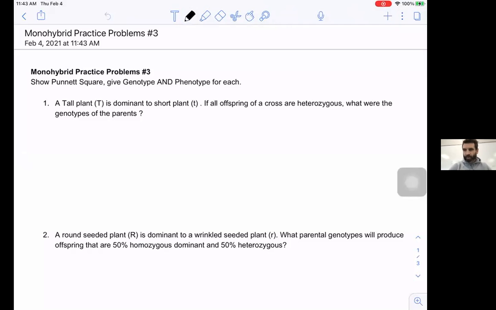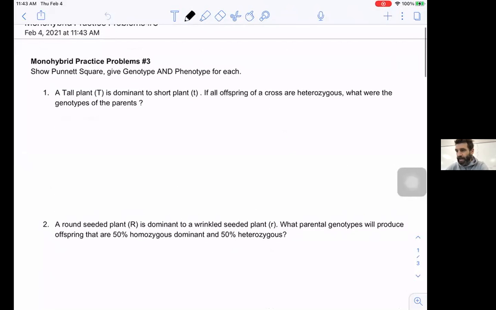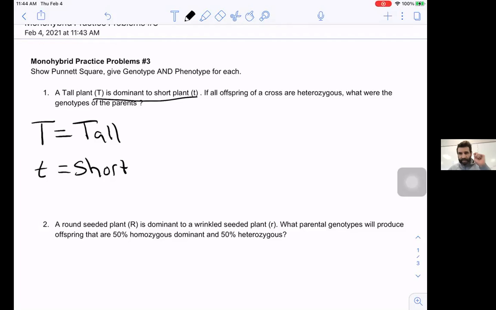Okay, let's get right to it. I'm going to do the first 2 problems here in this video. A tall plant is dominant to a short plant. That gives me some helpful information, but right off the bat, I'm going to say capital T is tall and little t is short. I want to make sure I have that, because getting that information dialed in makes the rest of the problem so much easier.